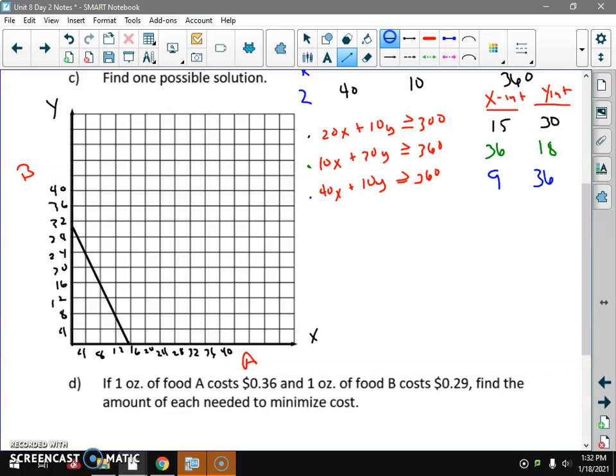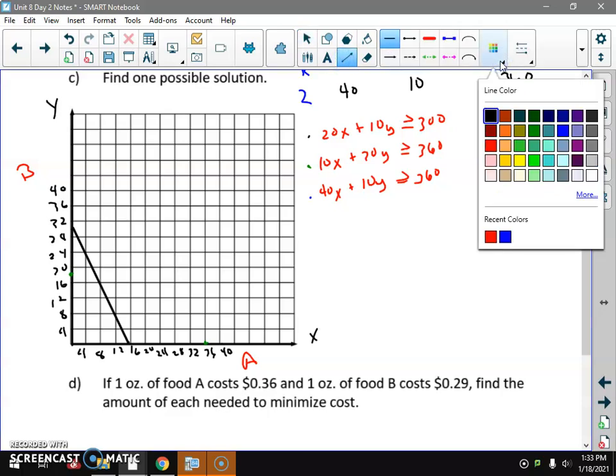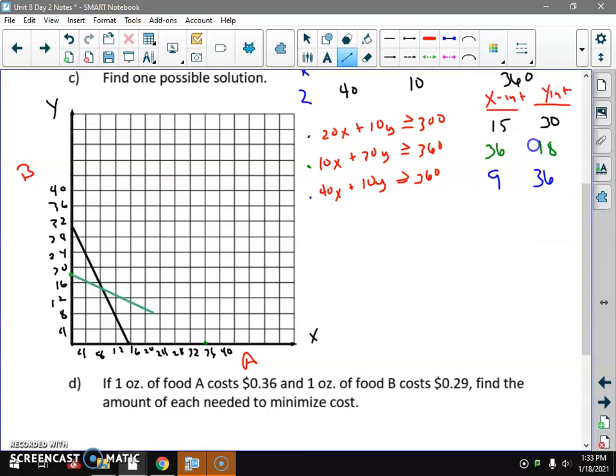Let's do our green line. X-intercept of 36. Y-intercept of 18. Connect those with a nice straight green line. This color right here. And again, I'd be shading up. And then the last one, the blue line, 9 way in here, 36 way up here. Connect them with the blue line.